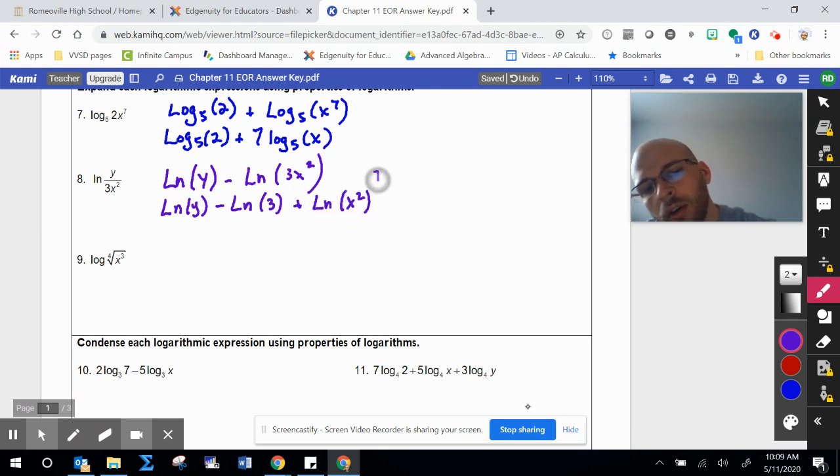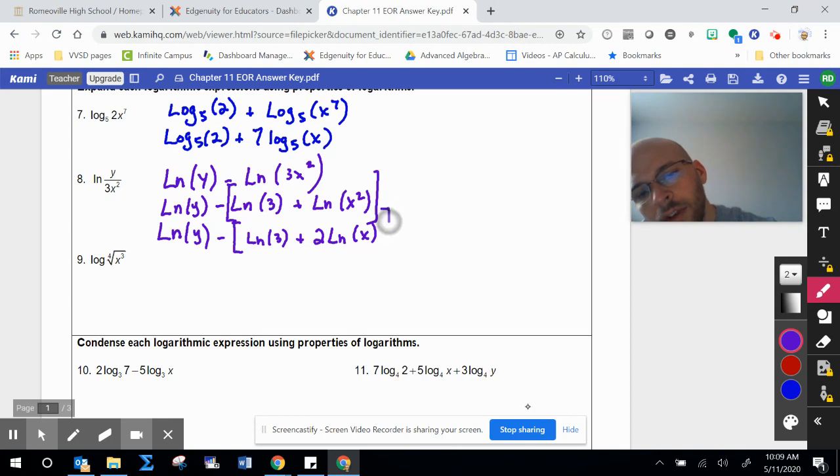Now, what I am going to do here is keep those last 2 things in parentheses, because remember, those are both going to be in the denominator. So I don't want it to look like I'm multiplying that last piece, because they're both going to go into the bottom. Then my last step is I do have an exponent. So I am going to write ln of y minus the natural log of 3 plus 2 times the natural log of x. And that would be my final answer.